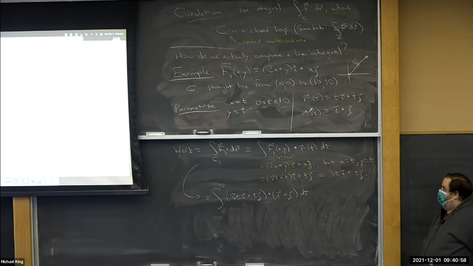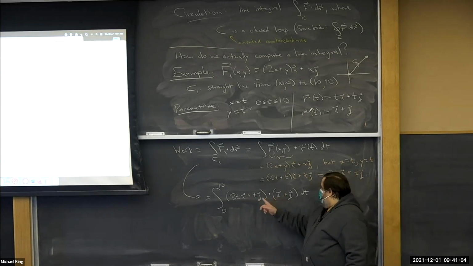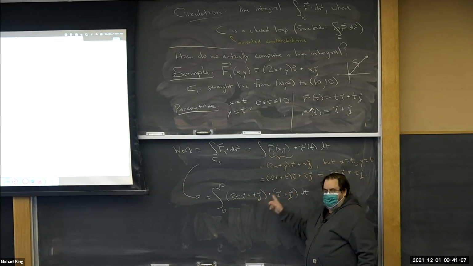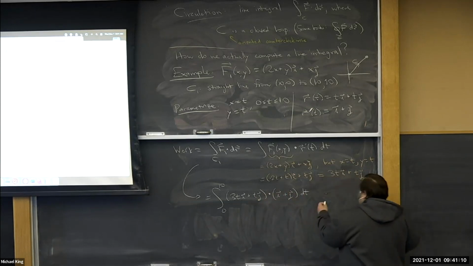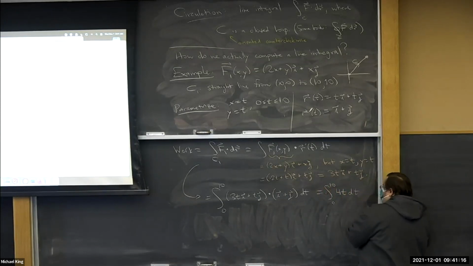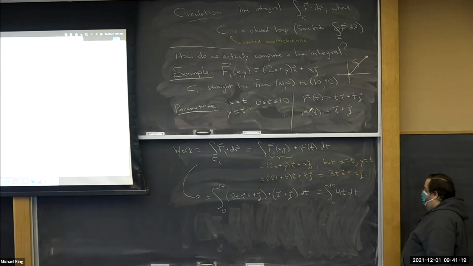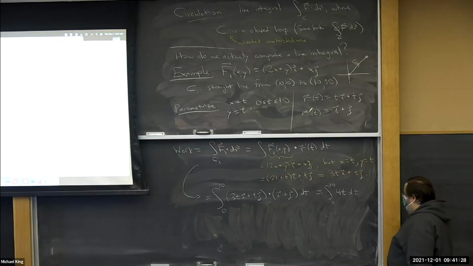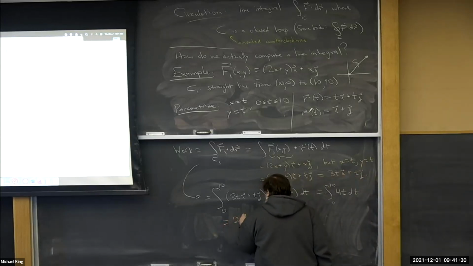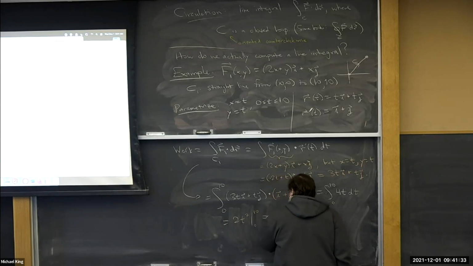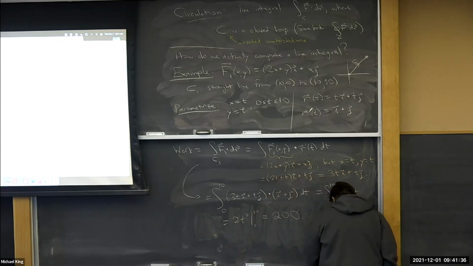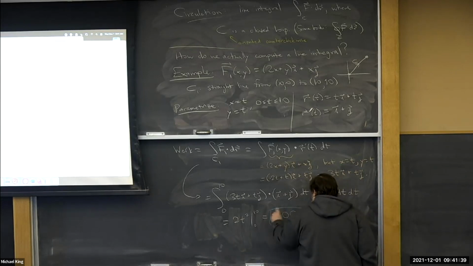Now this is something we can integrate pretty easily, right? If we dot these together, we just get 3t plus t. We multiply the x components, multiply the y components, and add them. So that just becomes the integral of 4t dt, which is good, we've gotten rid of the vectors. And so we get 2t squared from 0 to 10, which is 200. Good, that's what I remember the answer being. 200.